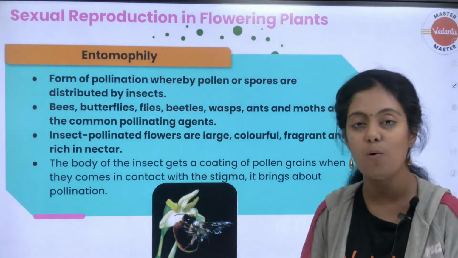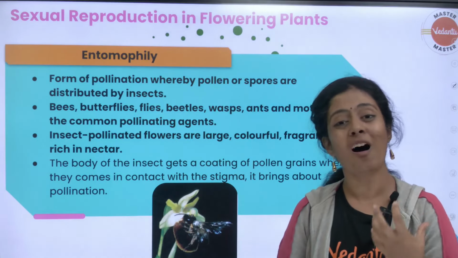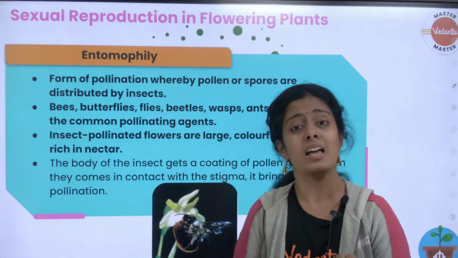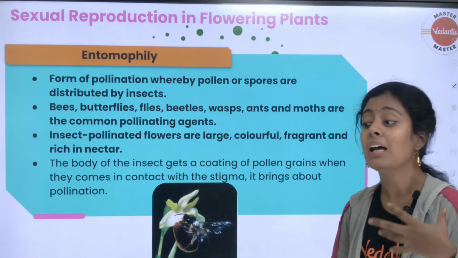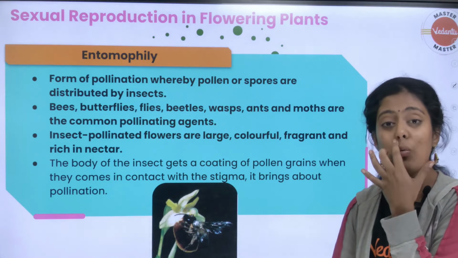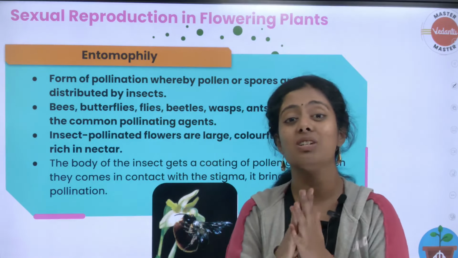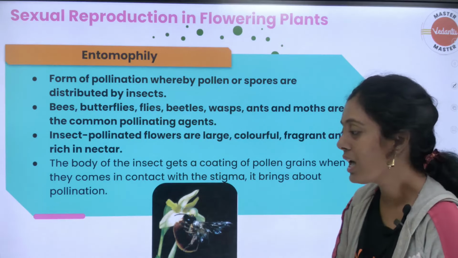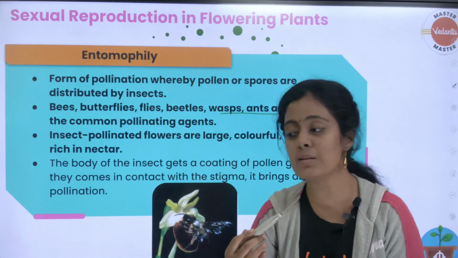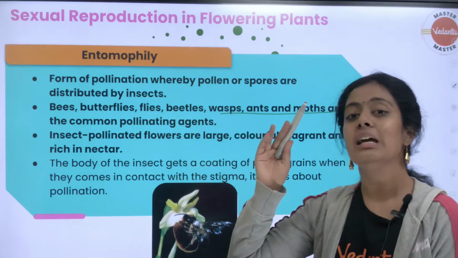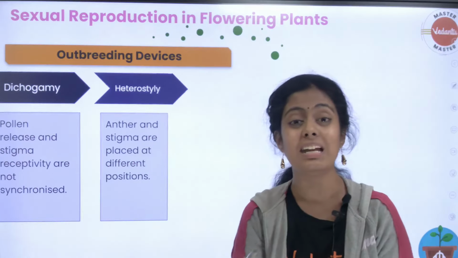Okay, next you have entomophily. It is pollination by insects, called entomophily. All these insect pollinated flowers will be brightly colored, they will have a fragrance, a very pleasant smell, correct? Then they will also have nectar. So what is nectar? It is a reward that is given by the flower to the insect, which is going to help in pollination. That's very important. You have flies, ants, beetles, wasps. They are the common pollinating agents when it comes to insects. So these are different kinds of pollinating agents.